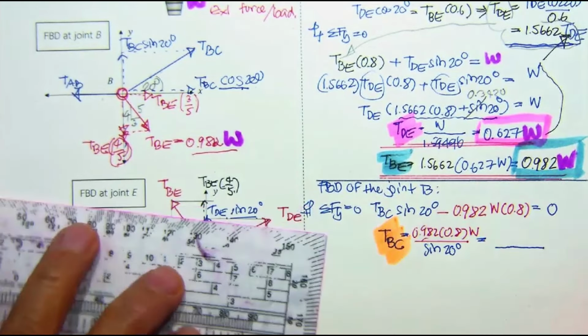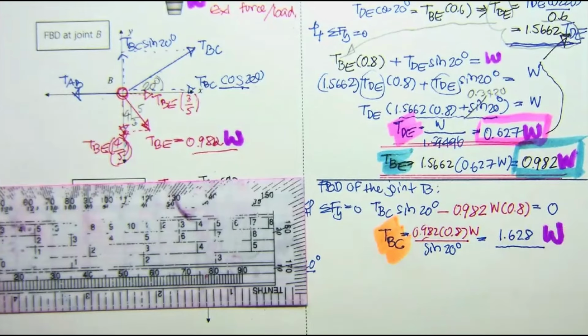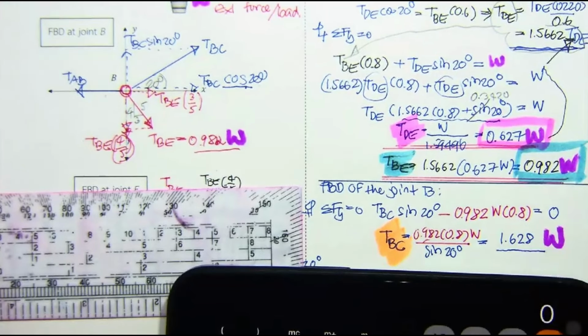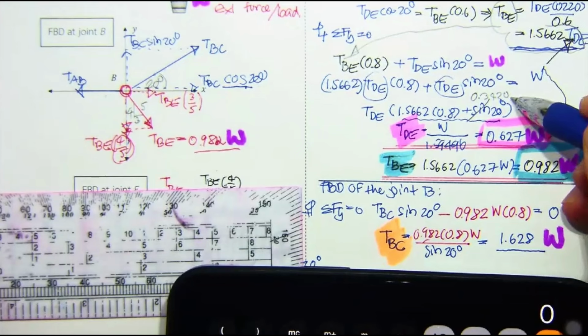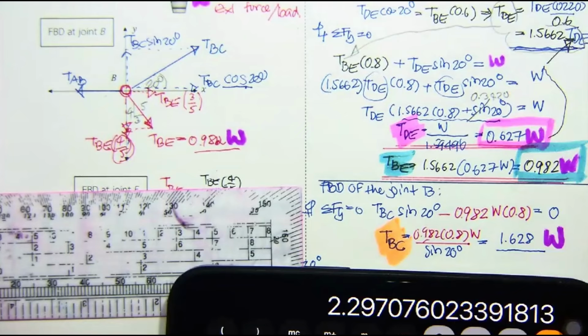Just put it into your calculator. You will get the result of it. P sub BC, 1.628. Did you get that? Trying to get it. Just check it. We go together, okay? Sine 20 is over here, 0.342. So 0.982 times 0.8 and then divided by 0.342.